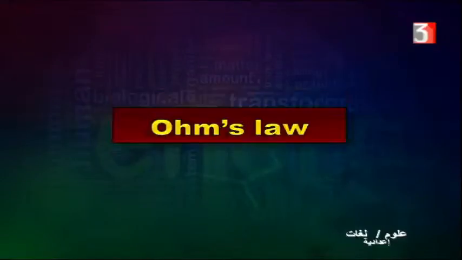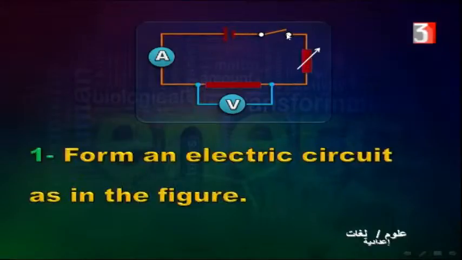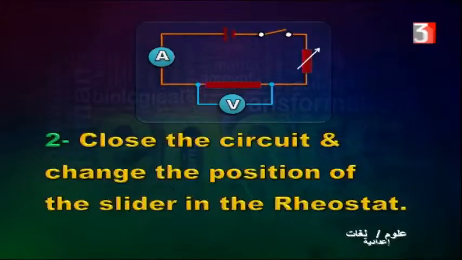Okay, finally we have Ohm's law. Let's see. Here we have an electric circuit consisting of an ammeter to measure electric current intensity, a voltmeter to measure potential difference, a variable resistance, and a battery. Form an electric circuit as in the figure. Close the circuit and change the position of the slider, changing the resistance.